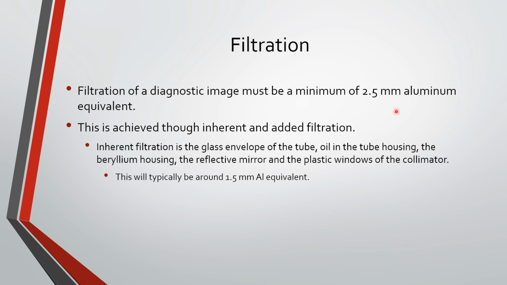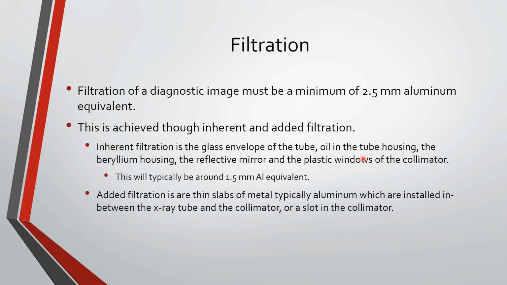Each manufacturer may be slightly different depending on the thicknesses of these things used and the exact materials that they use. Added filtration is a thin slab of metal, typically aluminum, which is installed in between the X-ray tube and the collimator, or a slot in the collimator, and it's typically 1 millimeter equivalent. Okay, it needs to be a minimum of 2.5 millimeters equivalent for diagnostic radiation. That's for X-ray tubes that are above 70 kV.